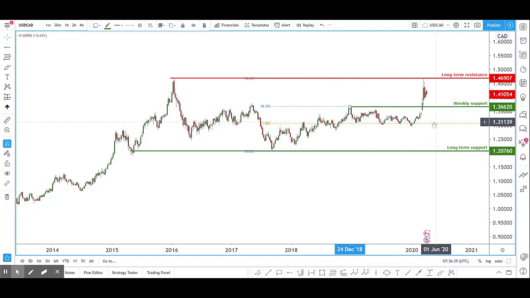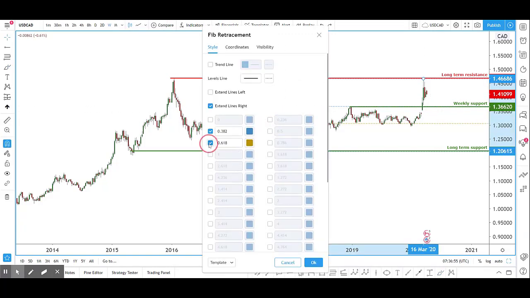We'll ignore the 61 for now because should price break below the 38, then it will go to the 61. Right, but because price is currently a bit of a distance off from the weekly support and this is a trade of the day, we only want to take the closer levels. So then let's just focus on the 38.